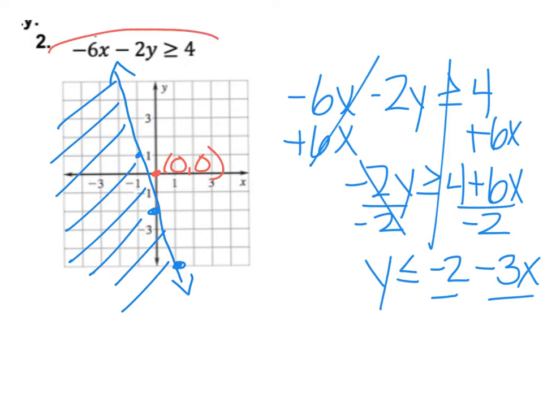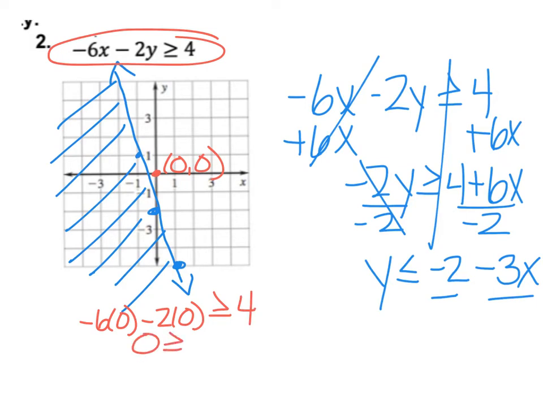And I'm going to plug it into my equation. So if I have negative 6 times 0 minus 2 times 0, is that greater than or equal to 4? So this is going to be 0 is greater than or equal to 4. Now, is 0 greater than or equal to 4? No. So we know that that point 0, 0 is not going to be a solution to that inequality. So therefore, I know that I have to shade in the opposite direction.